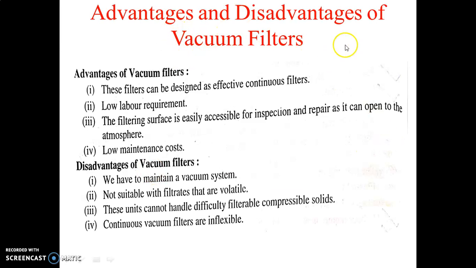Then what are the advantages and disadvantages of the vacuum filters? These filters can be designed as effective continuous filters. Continuous filters means we have to apply the slurry continuously and take out the filtrate continuously. That is called a continuous filter. So vacuum filters we can use as continuous filters.